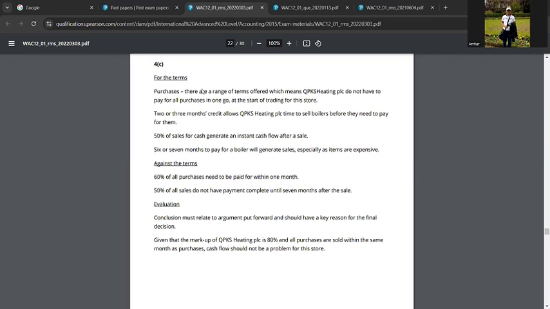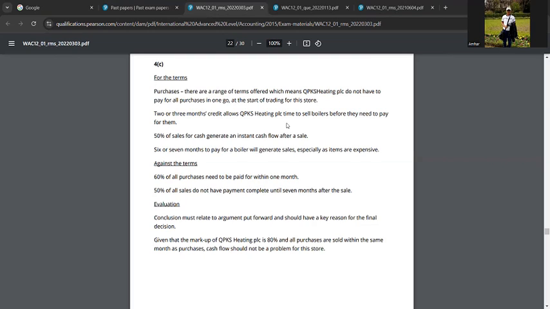So for the terms for purchases, we can say there are a range of terms offered, which means QPKS Heating PLC do not have to pay for all purchases in one go. At the same time, they do not need to pay at once. At the start of trading for this store, if they are given 2 or 3 months credit, it allows QPKS PLC time to sell boilers before they need to pay for them. So when the supplier is giving 2 or 3 months credit, in that time period they can sell the boilers and get the money and then pay them later after 2 or 3 months.